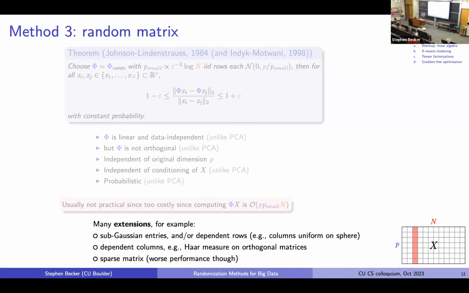And they're going to be random, but orthonormal. And they can't be independent if they're normal, if they're orthogonal to each other. So I'm going to come back to that. We'll call it the Haar measure on orthogonal matrices, or just the Haar matrix for short.